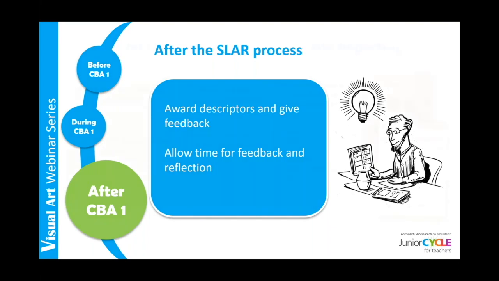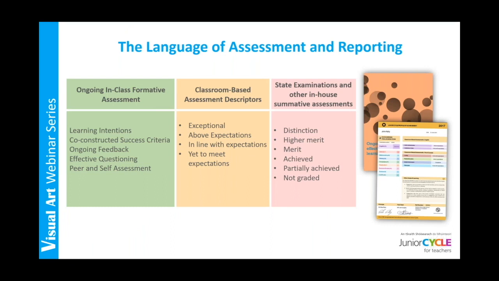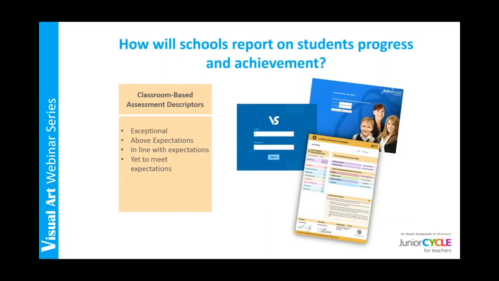We have been getting lots of questions in about how schools might report on ongoing assessments outside of the CBA 1. The 3 boxes on your screen indicate some of the terminology that can be used in reporting progress and achievement to parents and students as part of the school's reporting procedures and through the junior cycle profile of achievement. It is useful to note that the language for classroom-based assessments, which are the descriptors, are only used for classroom-based assessments.